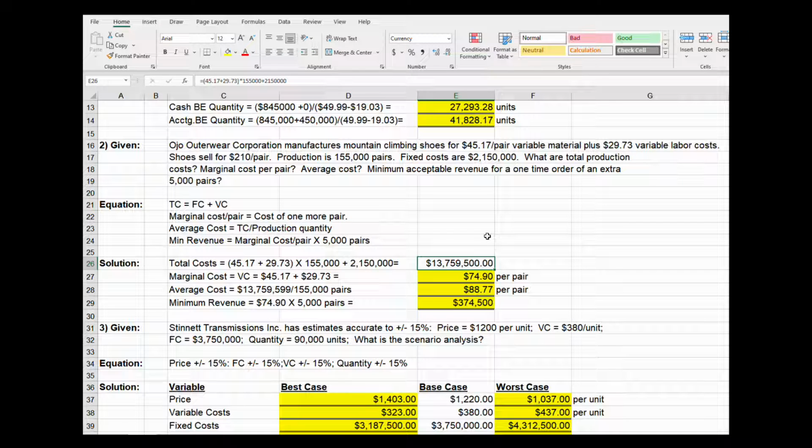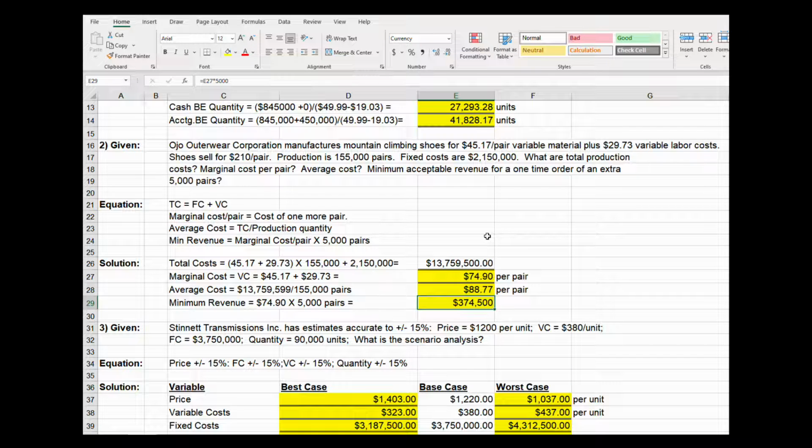Total costs then are labor plus material times 155,000 units plus fixed cost of $2,150,000. I get a total cost of $13,759,500. Marginal cost for one more pair is the cost of variable material plus variable labor, or $74.90 per pair. I got that by adding $45.17 plus $29.73. Average cost is total cost of $13,759,500 divided by 155,000 pairs, and I get $88.77 per pair. Average cost.